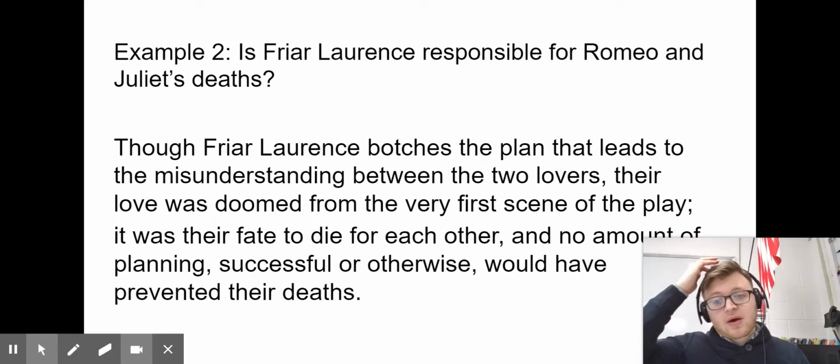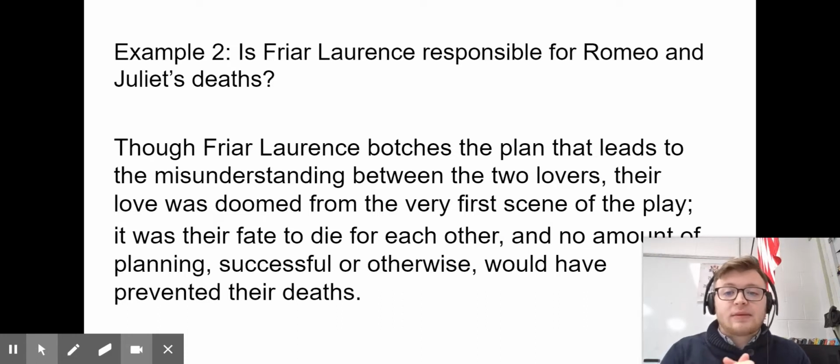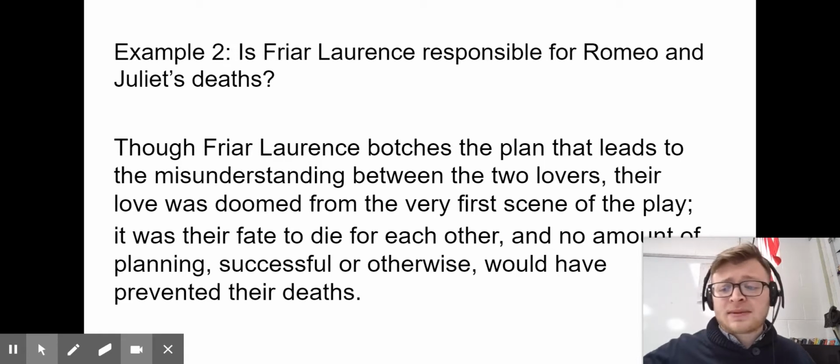Now I can talk about a few things, right? I can talk about the very first scene of the play. I can talk about how it was their fate to die for each other. I can talk about how every plan they would have made would have failed, how Friar Lawrence might not be the only weak point in the plan. The plan was full of holes, if we remember correctly. It just so happens that he's the one who messes up. But their plans could have been messed up at any point because it doesn't matter what they planned to do. They were star-crossed lovers. They were going to die, as we learn in scene 0.